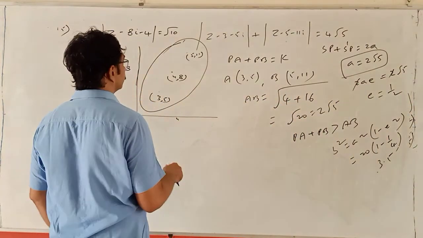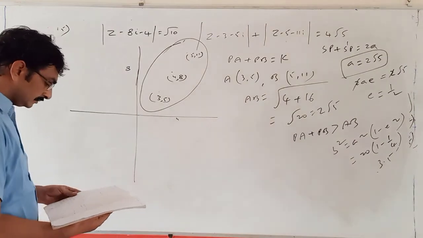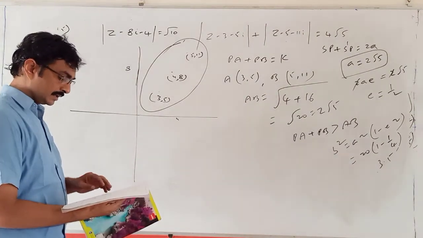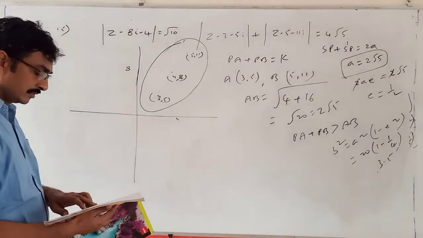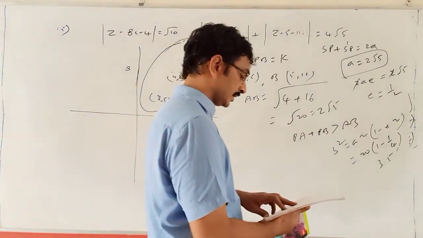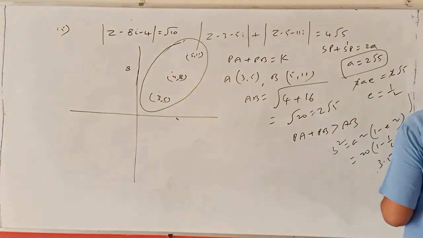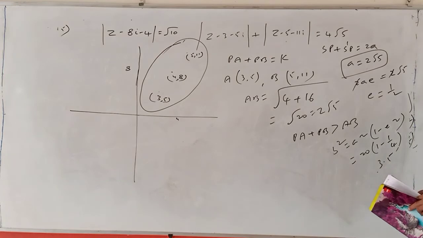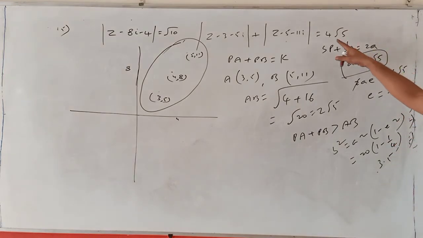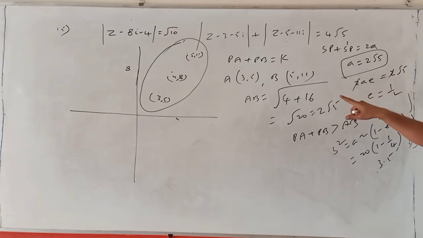Sketch. Radius of the circle, e value, e square value. 2a equal to 4 root 5, a equal to 2 root 5, distance between the foci 2 root 5, 2 cancel, e equal to root 5 by 2 root 5.